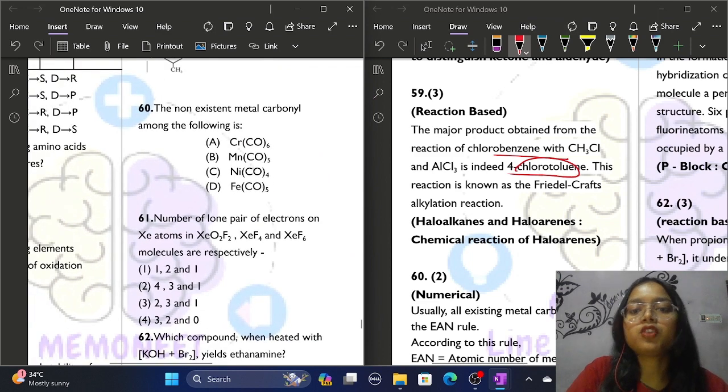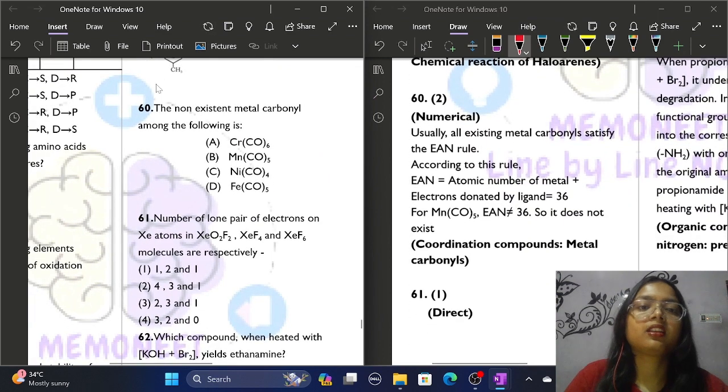Okay, so for question number 60, the non-existent metal carbonyl among the following. We have to find the non-existent metal carbonyl, which will not exist at all.